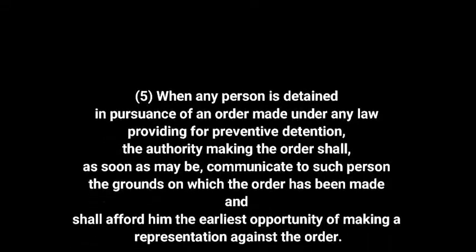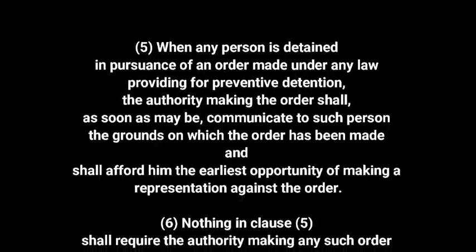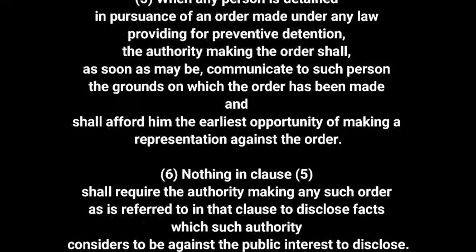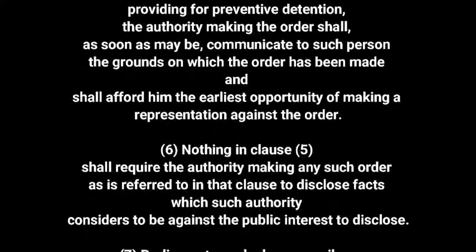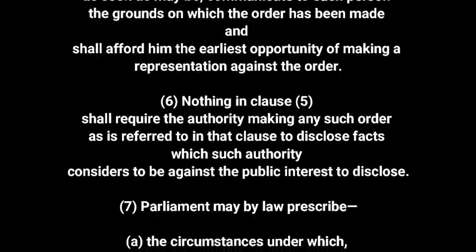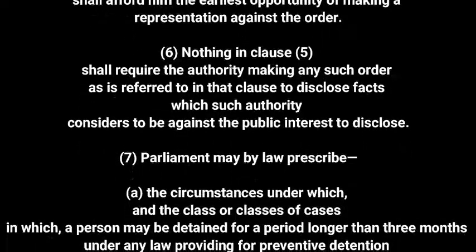5. When any person is detained in pursuance of an order made under any law, providing for preventive detention, the authority making the order shall, as soon as may be, communicate to such person the grounds on which the order has been made, and shall afford him the earliest opportunity of making a representation against the order. 6. Nothing in clause 5 shall require the authority making any such order, as is referred to in that clause, to disclose facts, which such authority considers to be against the public interest to disclose.